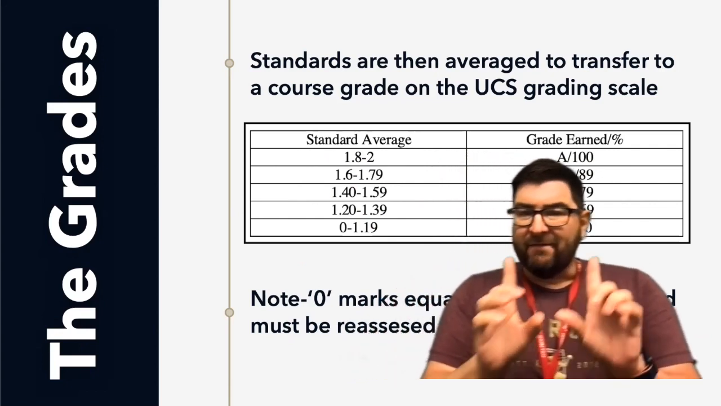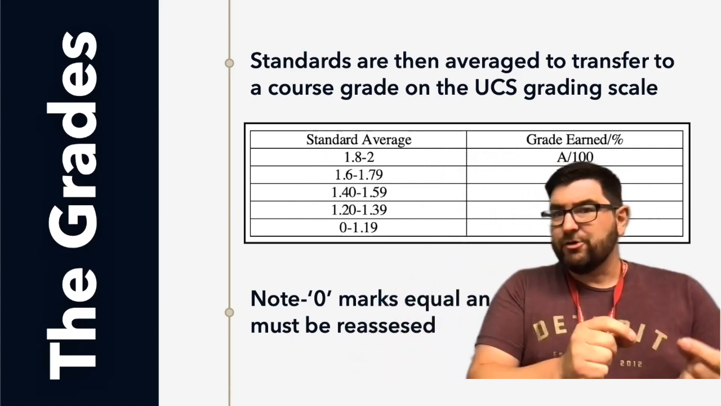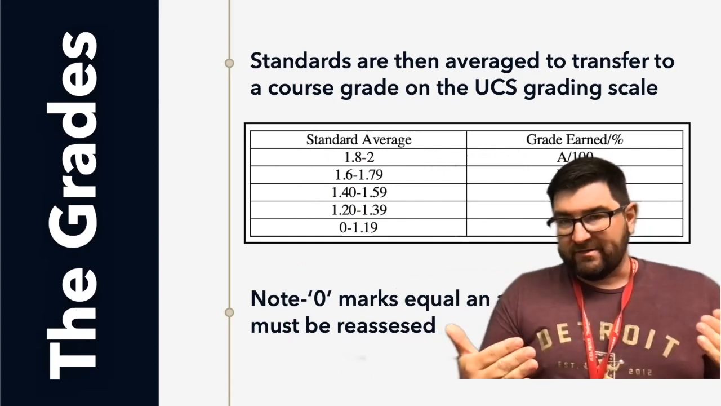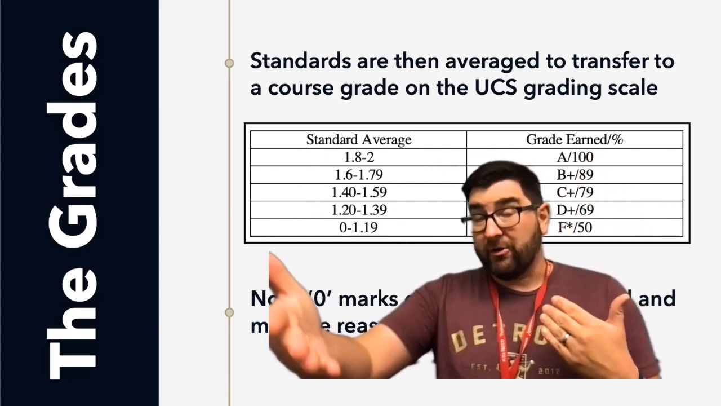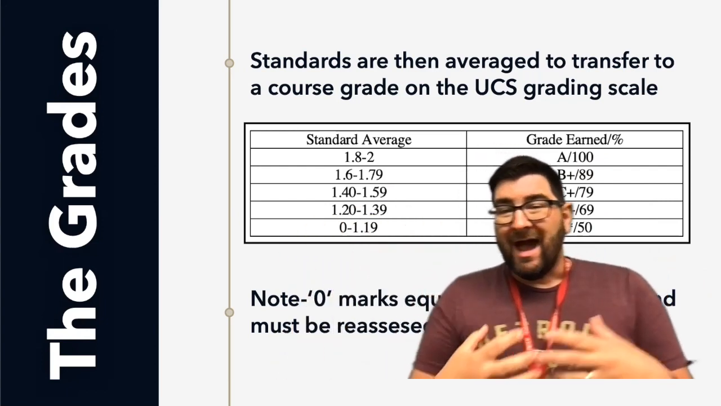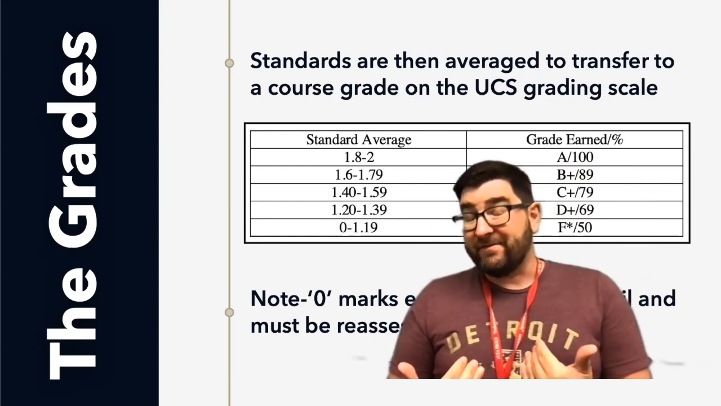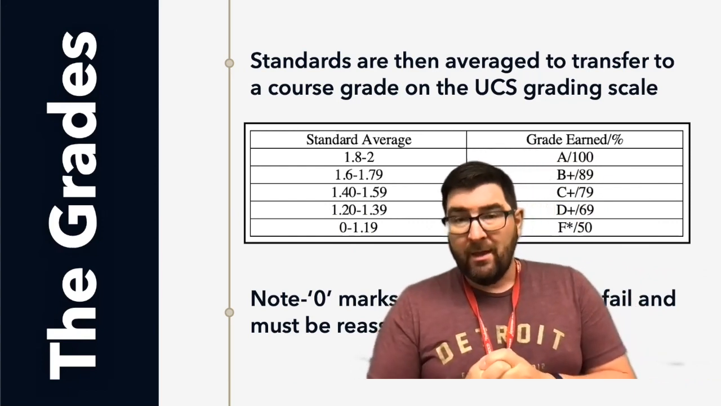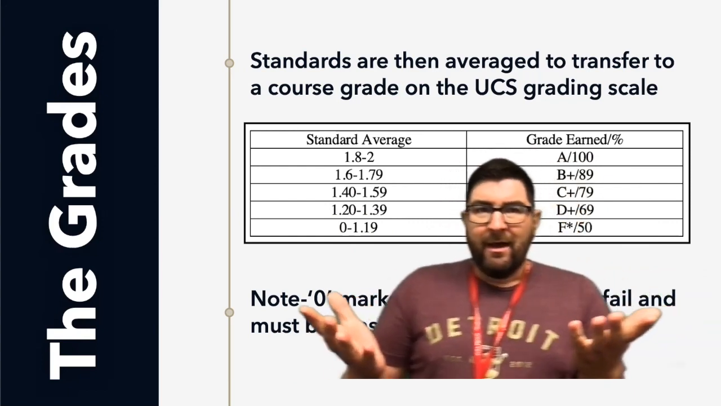Now note, if you have any marks of a 0 on any of your assessments or throughout the whole semester or quarter, if you have 9 2s and 1 0, I'm going to call that grade a 50 until you fix your 0. There's a reason for that.